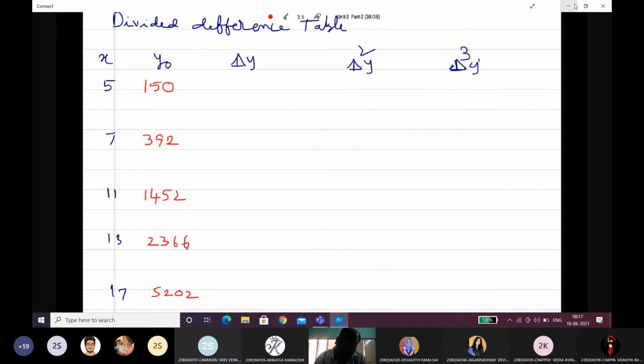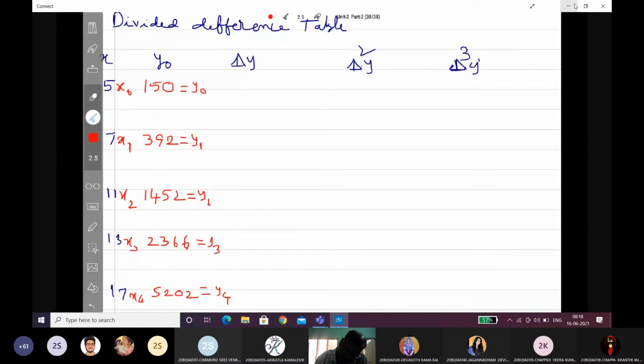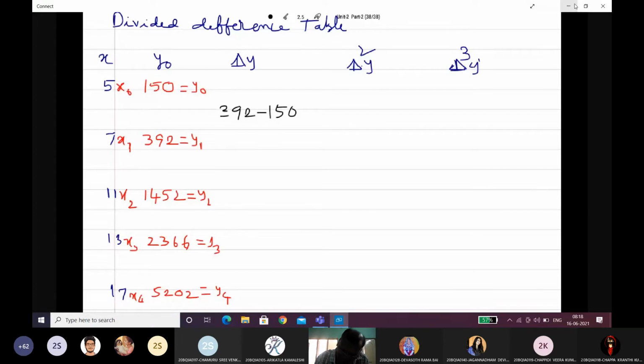Now for the first divided differences, these are y naught, y1, y2, y3, y4. Similarly, x naught, x1, x2, x3, x4. Now the first formula: y1 minus y naught by x1 minus x naught. That is 392 minus 150 by x1 minus x0, which is 7 minus 5. That is the one.